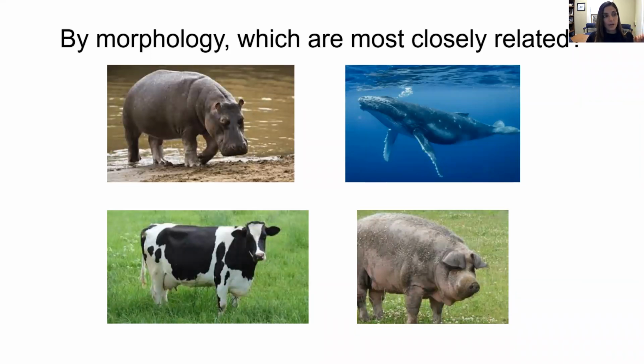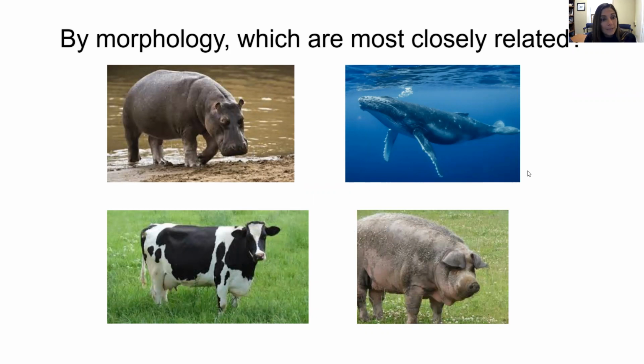Historically, it was thought that pigs and hippos are most closely related. They both have 4 toes. They just kind of look similar, right? They have similarities in their morphology and their behavior. And then it was thought too that these two would then be more closely related to cattle than to, say, marine mammals.